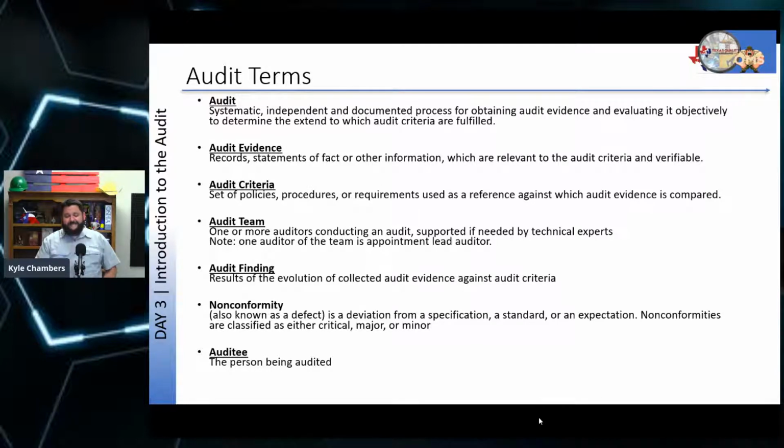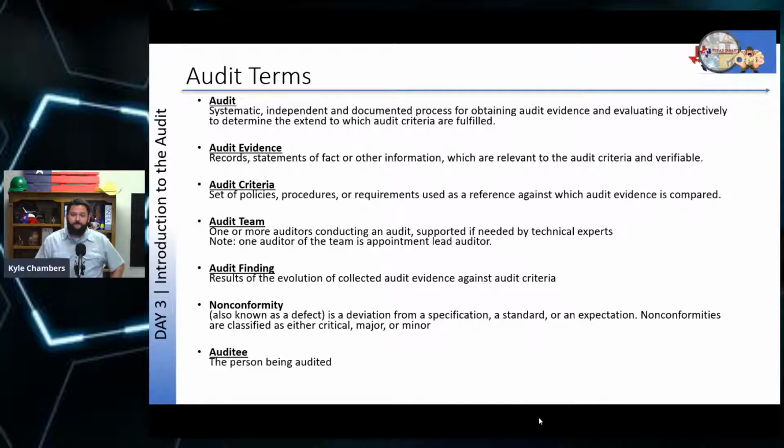And we have audit criteria. Audit criteria, these are your policies, these are your procedures, requirements, other references against which the evidence is compared. So audit criteria is all of the various requirements that might come into play. You want to identify your audit team. One or more auditors conducting an audit, supported if needed by additional technical experts. A one auditor team is still a team, and that one auditor is then by default appointed the title of lead auditor.